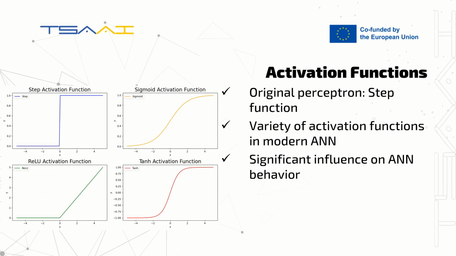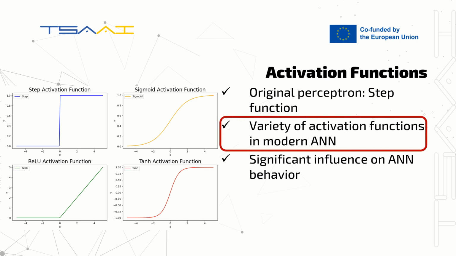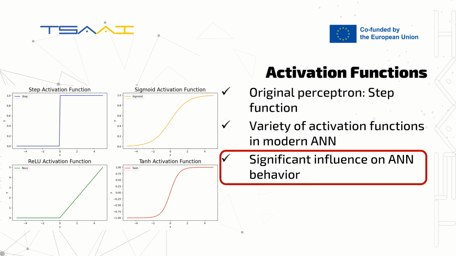Activation functions determine a perceptron's output. Originally, the perceptron employed a binary step function, outputting either 0 or 1. In current artificial neural networks, various activation functions are utilized, enabling diverse perceptron outputs. The choice profoundly shapes the network's behavior.